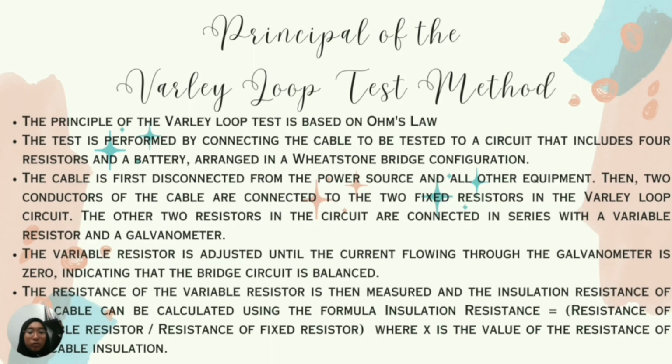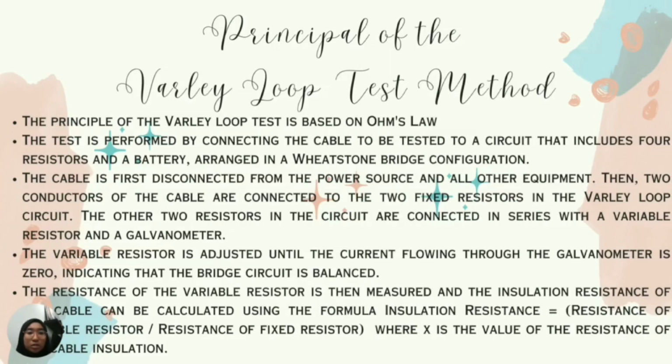Next, the principle of the Valley loop test method. The principle of the Valley loop test is based on Ohm's law. The test is performed by connecting the cable to be tested to a circuit that includes four resistors and a battery arranged in a Wheatstone bridge configuration. The cable is first disconnected from the power source and all other equipment. Then, two conductors of the cable are connected to the two fixed resistors in the Valley loop circuit. The other two resistors in the circuit are connected in series with a variable resistor and a galvanometer.